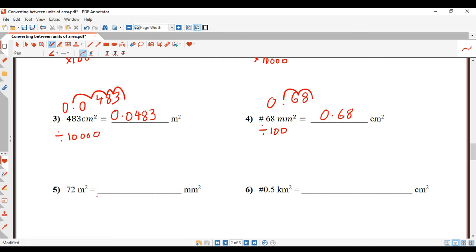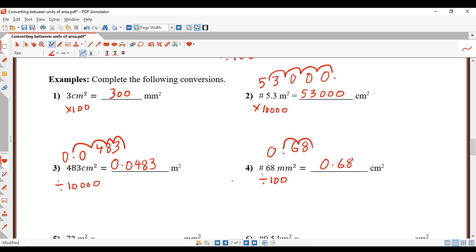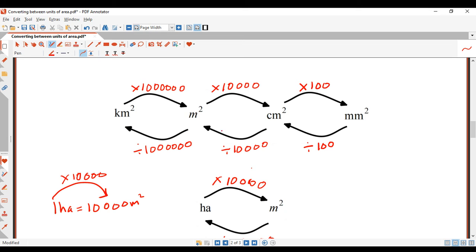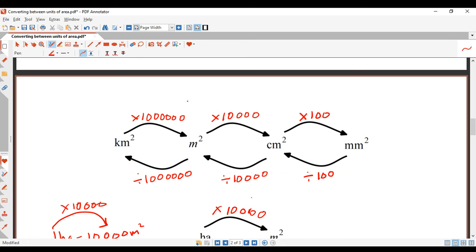We're going from meters squared to millimeters squared in this one. So go back to the diagram. Meters squared to millimeters squared. Now I've got 2 jumps to make here. I'm timesing by 10,000 and then timesing by 100. Okay, now count how many zeros there are. There's 1, 2, 3, 4 there, and there's 2 there. So I can do 2 separate jumps by timesing by 10,000 or timesing by 100, or I could do 1 jump from there to there.